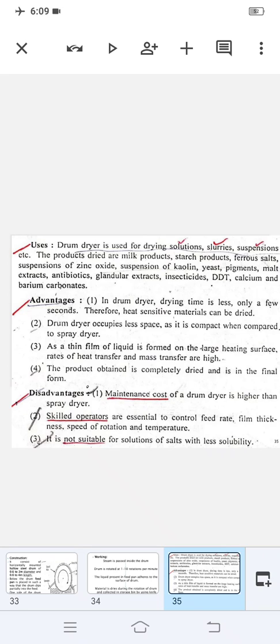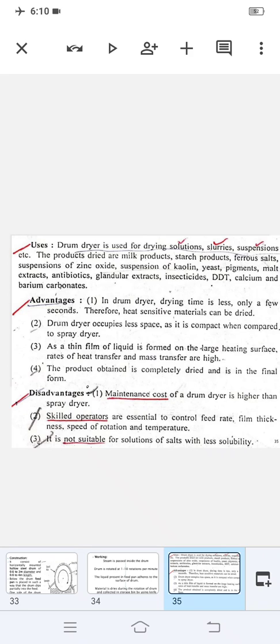So what can be the advantages of drum dryer? First of all, it takes very less time, only a few seconds. So heat sensitive material can be dried in this drum dryer. Second, it occupies very less space as it is compact when compared to the spray dryer. Third, as a thin film of the liquid is formed on the large heating surface, the rates of heat transfer and mass transfer are very high.